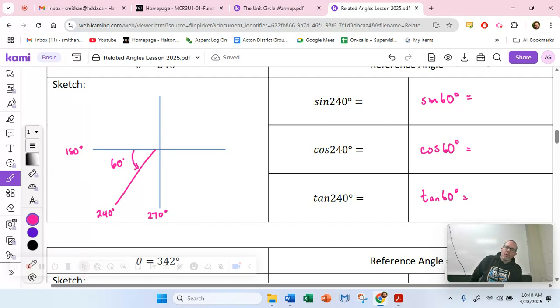And then you guys can do 342. Is 342 a little bit of overkill, perhaps? But I'd rather do 1 more than 1 less.